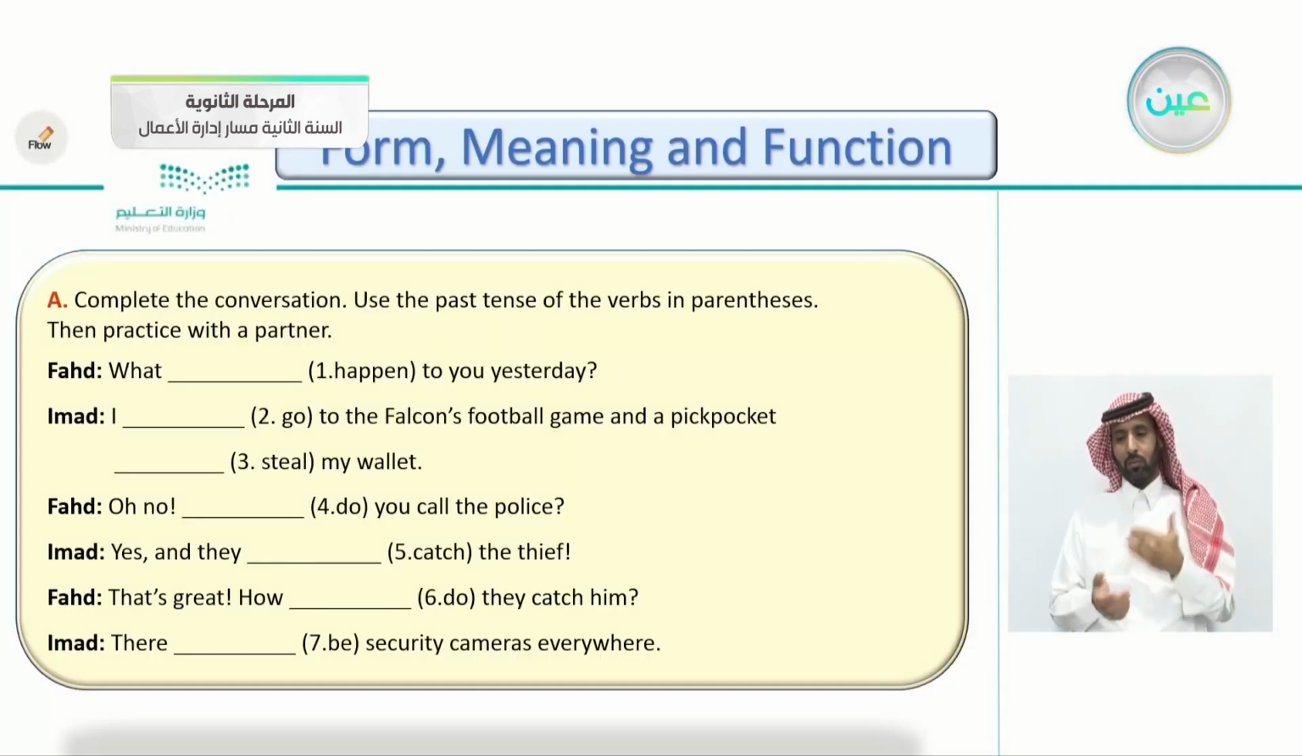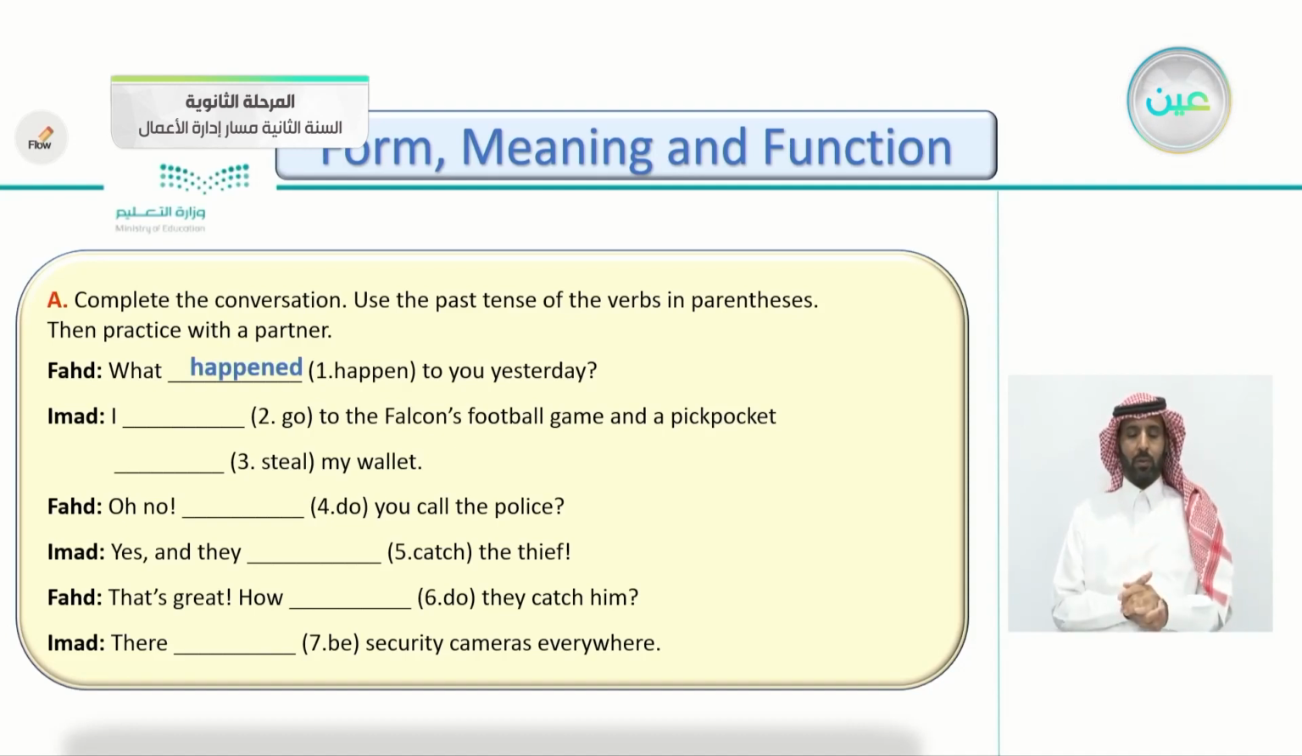So let's answer these questions here. Complete the conversation. Use the past tense of the verbs in the parentheses. Then practice with a partner. So we'll just put the past tense of the verbs in these brackets. Fahad, what happened to you yesterday? The verb happen. Yes, happened. A regular verb, just add the ed.